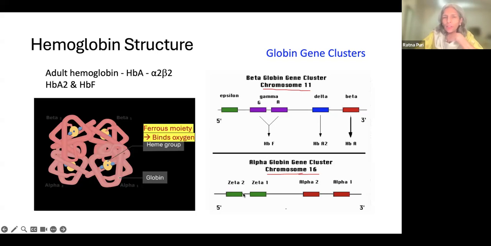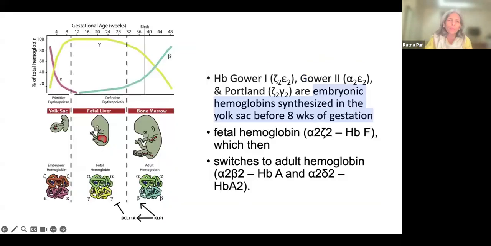These are other embryonic hemoglobins, and we'll talk about them here. So you can see that very early in the embryonic period, we have 3 embryonic hemoglobins. They are only present in the embryo before 8 weeks of gestation. They are called hemoglobin Gower 1, Gower 2, and Portland. They are the primitive ones, and they are very important for primitive erythropoiesis. And of course, they will have different genes. This is zeta epsilon, alpha epsilon.